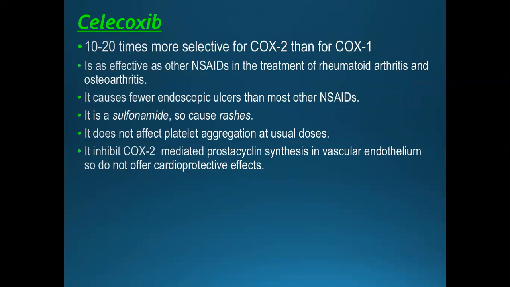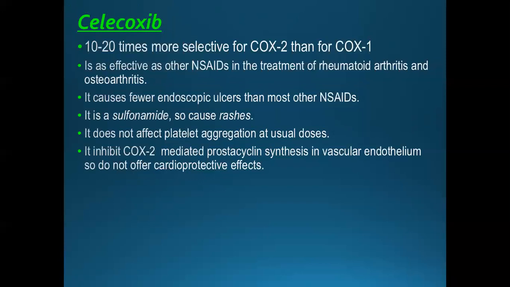Celecoxib is the prototype drug, and it is 10 to 20 times more selective for COX-2 than for COX-1. It is as effective as other NSAIDs in the treatment of rheumatoid arthritis and osteoarthritis. It's a very new drug that is used these days for the treatment of rheumatoid arthritis and osteoarthritis. It causes fewer endoscopic ulcers, meaning GIT ulcers, or ulcers mainly within the mucosal lining of the stomach, than most other NSAIDs.